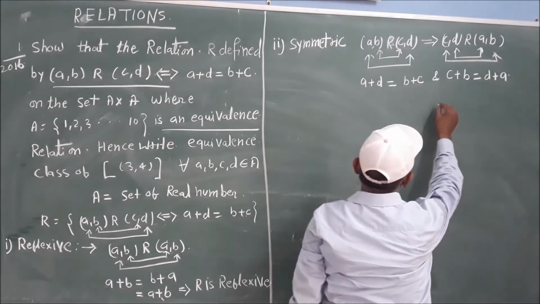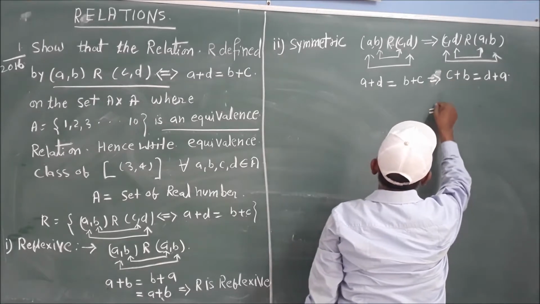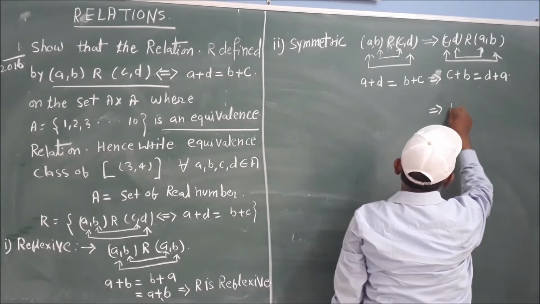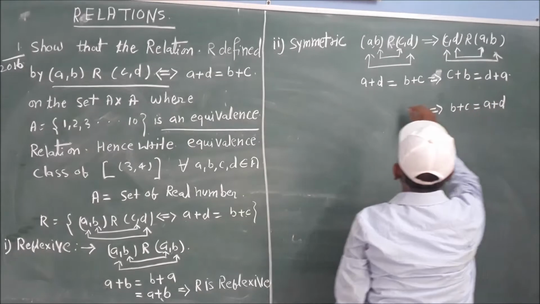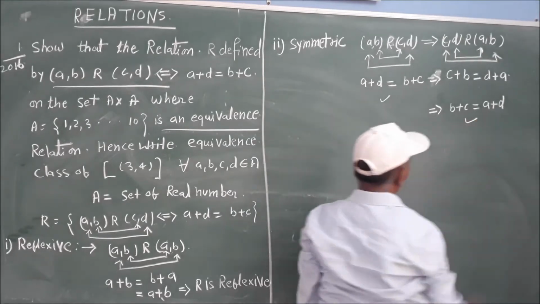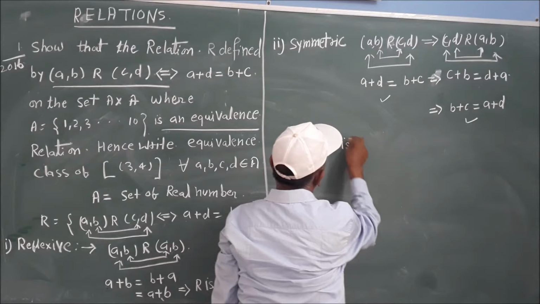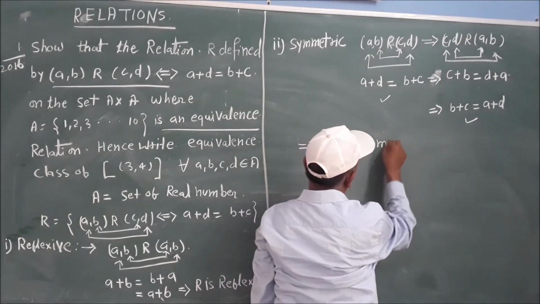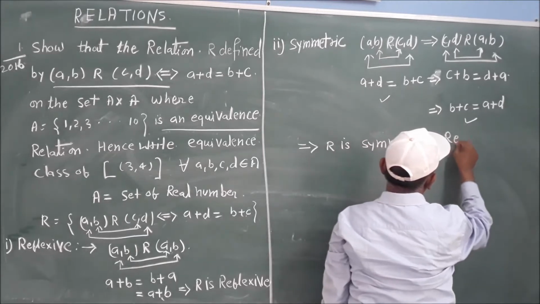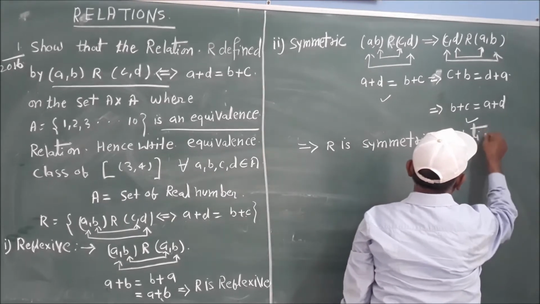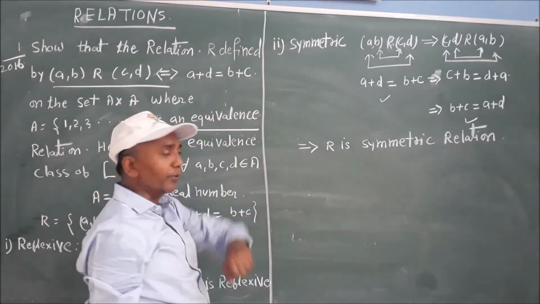Arranging it, this can be written as B plus C is equal to A plus D. So you can say that LHS must be equal to RHS. This implies R is a symmetric relation. R follows the symmetric property.